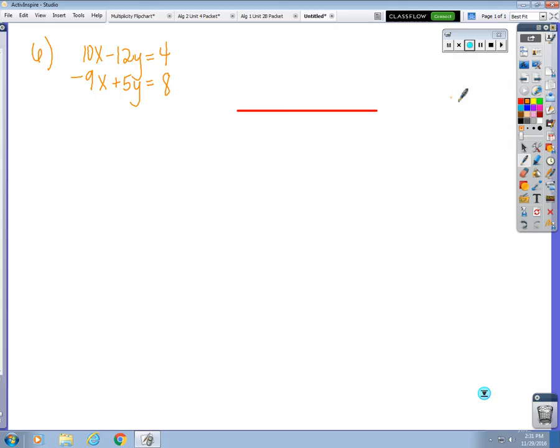So what do we have to do in this case? Multiply both. Okay, we have two options. We could multiply by the x's to make them both 90s, or we can multiply to make the y's both 60s. What do y'all prefer? Okay, 90s is probably easier because it's just 9 times 10 and 10 times negative 9, because you need one positive, one negative. So that becomes 90x minus 108y equal to 36. And then the bottom equation becomes negative 90x plus 50y equals 80.